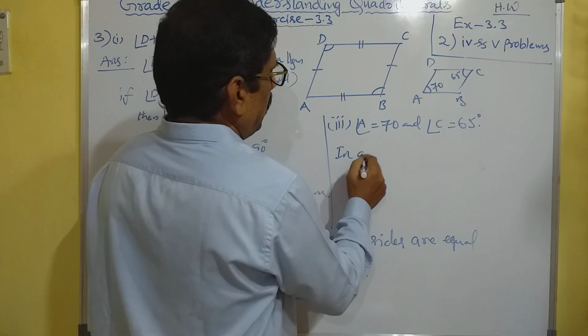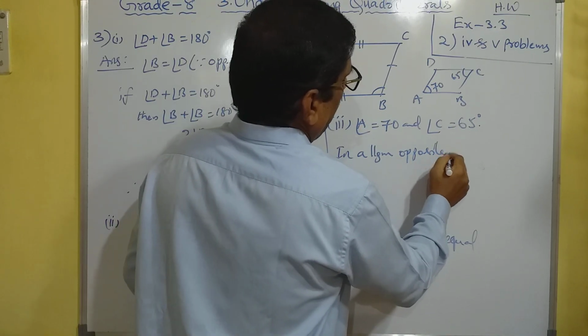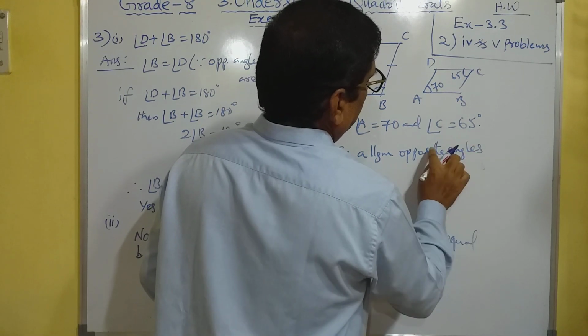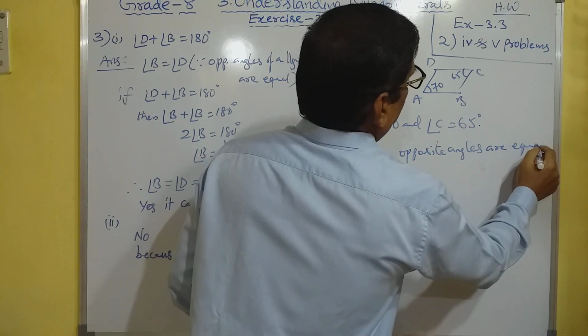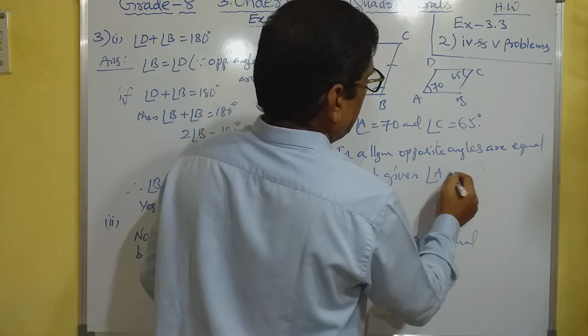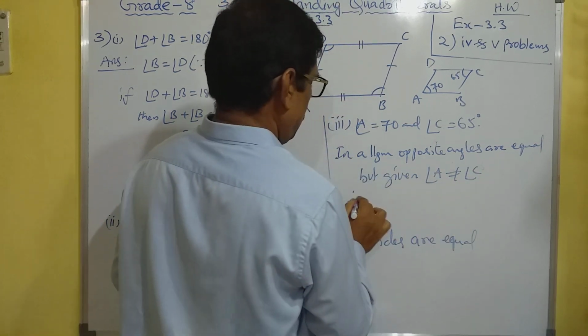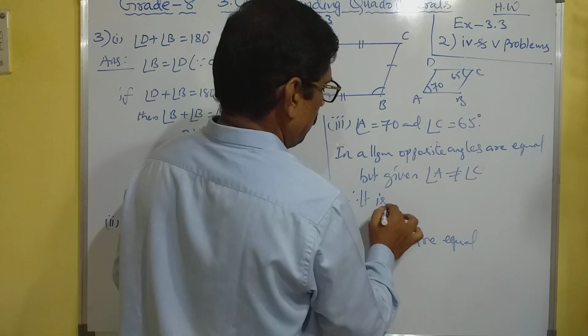In a parallelogram, opposite angles are equal, but given angle A is not equal to angle C, therefore it is not a parallelogram.